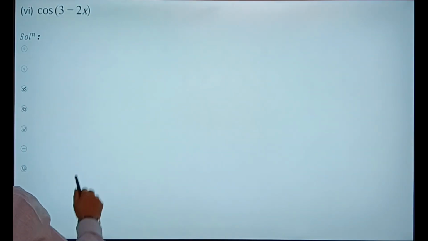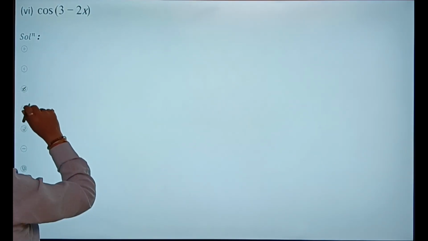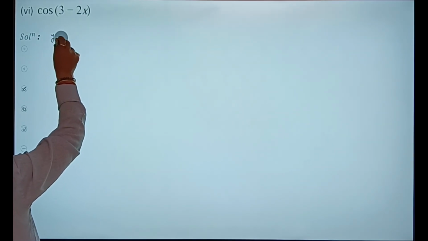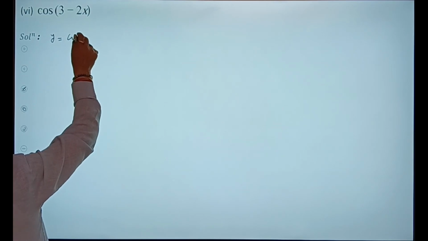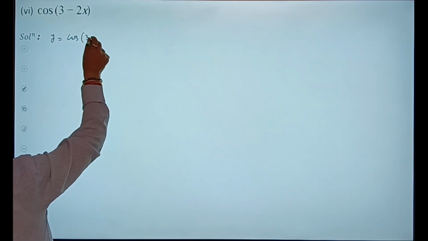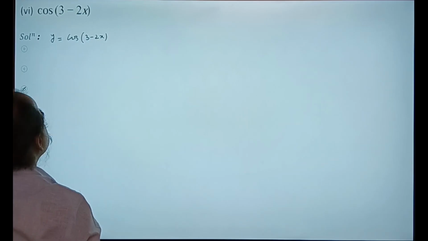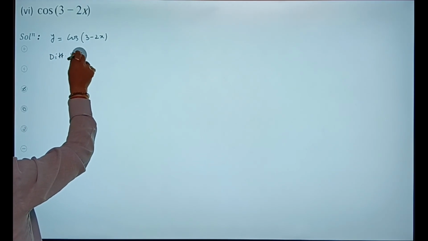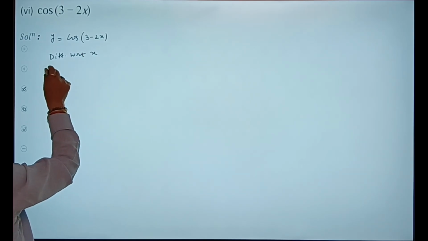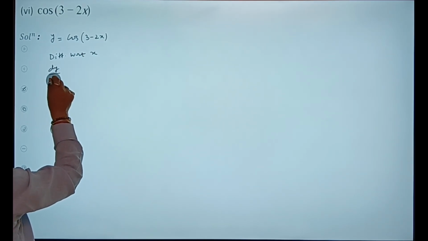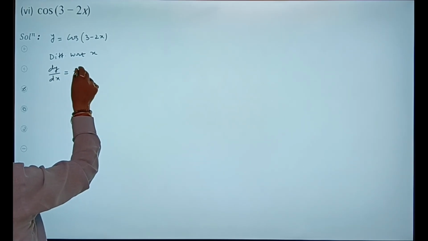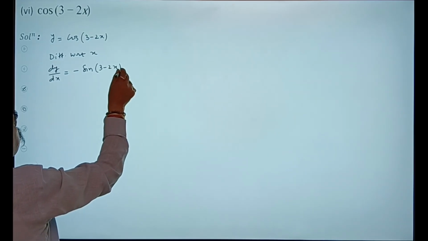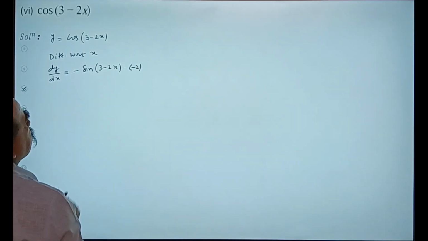Next is cos of 3 minus 2x. Differentiating with respect to x. dy by dx is what? Minus sine of 3 minus 2x into minus 2.